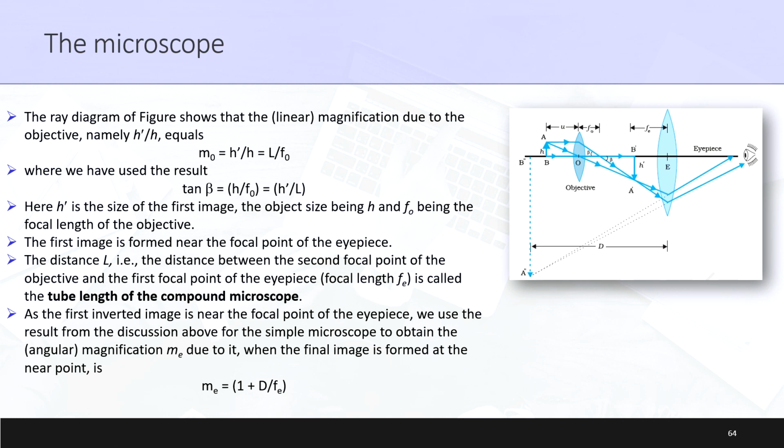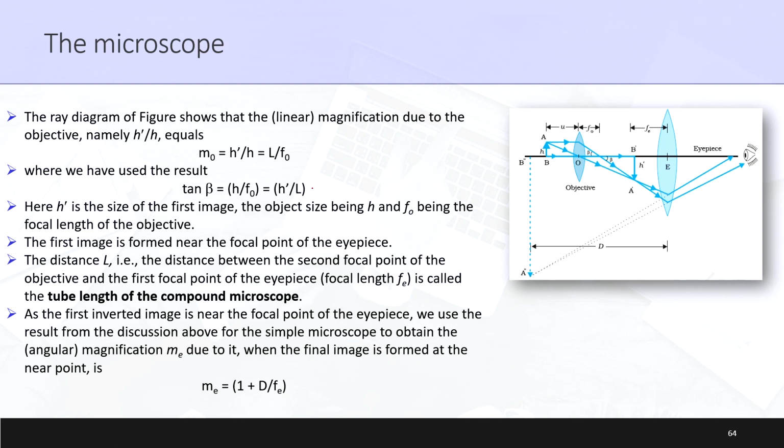The ray diagram of the figure shows that the linear magnification due to the objective lens will be h dash by h, which is equal to m naught, which is also equal to capital L by f naught. First of all, what is L here? L is the distance between the second focal point of the objective and the first focal point of the eyepiece, that is FO and FE. It is this distance being shown here. So this is equal to L by f naught, where we have used the result tan beta is equal to h by f naught, which is equal to h dash by L.